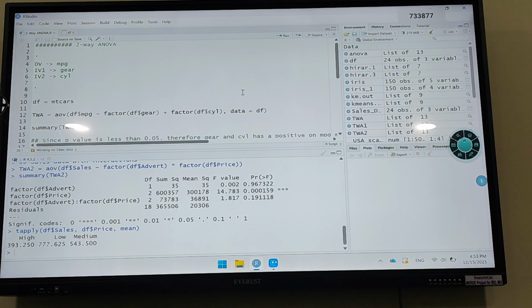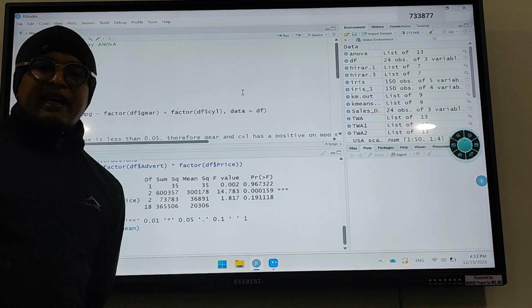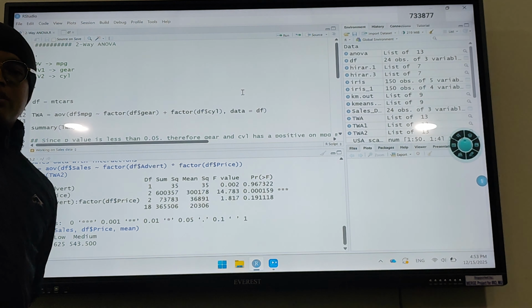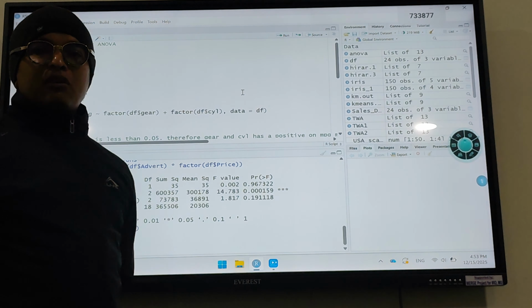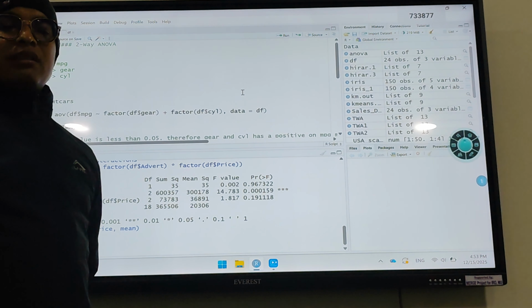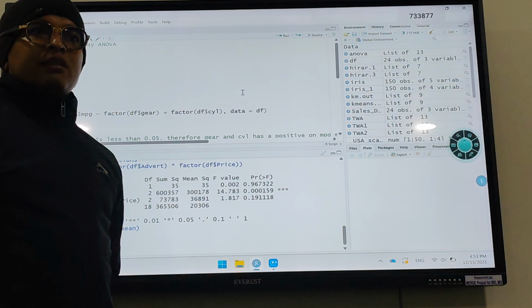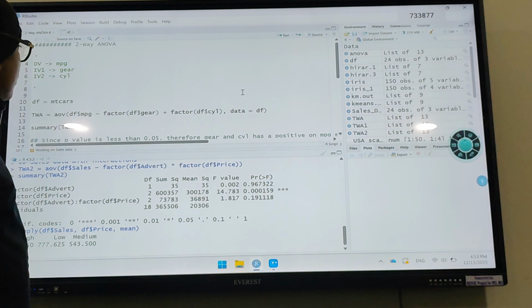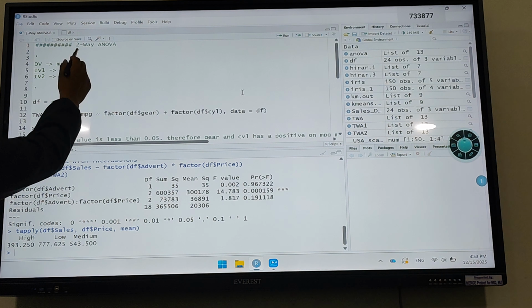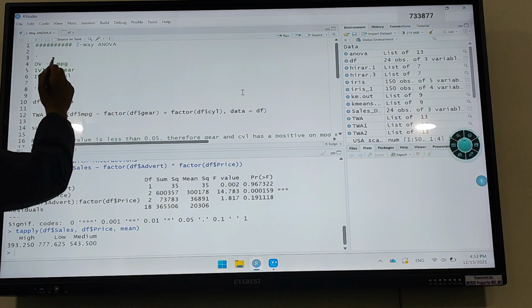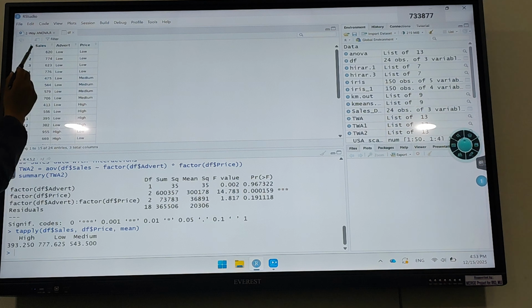Let's have a practical demonstration on two-way ANOVA. How it works, we already discussed: one dependent continuous variable, and two or more independent categorical grouping variables. So let's see here two-way ANOVA. Let's see the data set. This data set has a sales column.